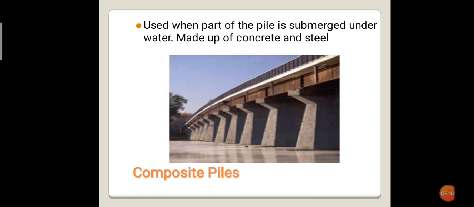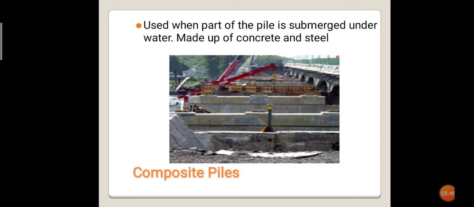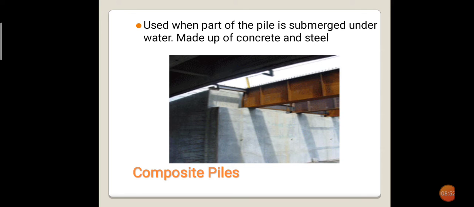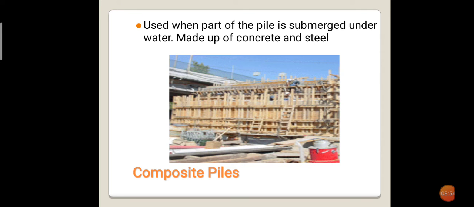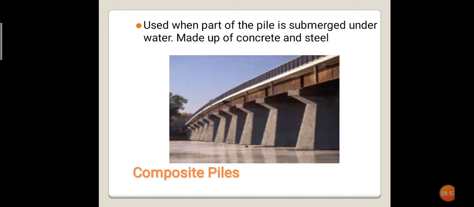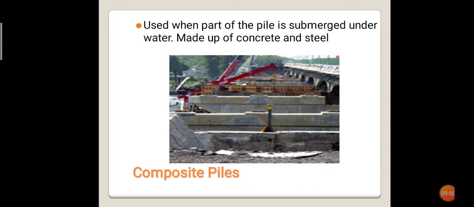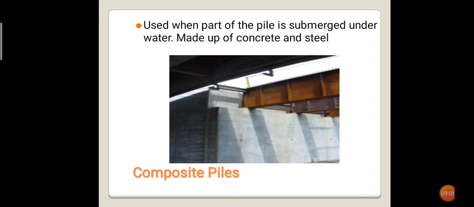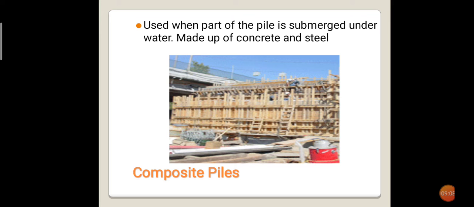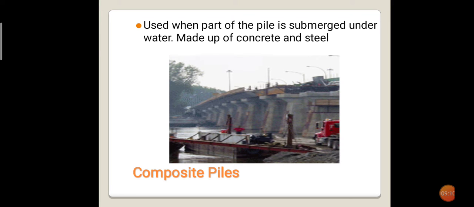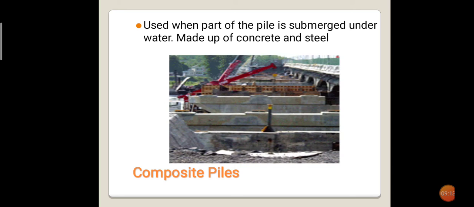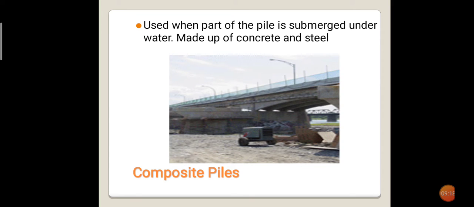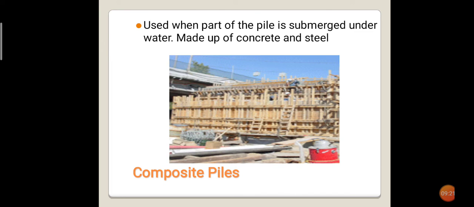The next one is composite piles. We already know that composite is nothing but a combination of two or more materials. Likewise here, we are utilizing two materials. The lower portion is steel, and the upper portion is concrete. That is why it is known as composite piles. So we have two types of materials used in the composites: one is steel, another one is concrete.